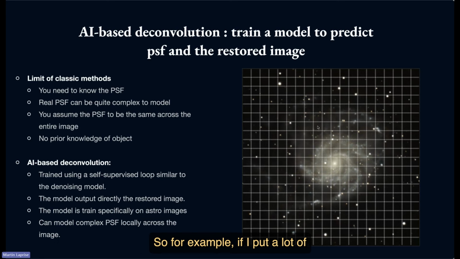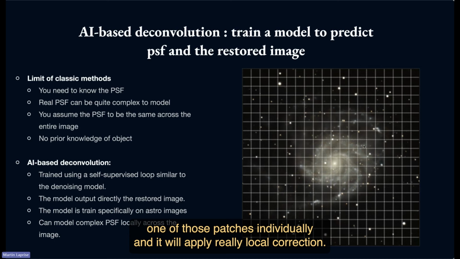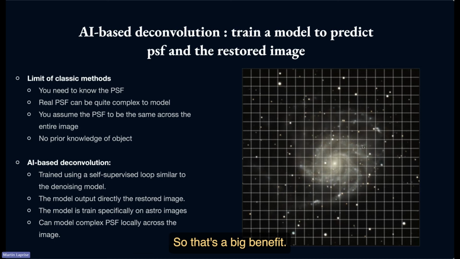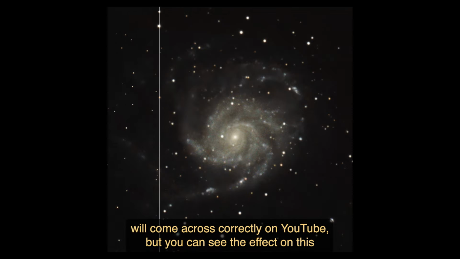So if, for example, I put a lot of small patches on top of the images, we can imagine the AI model will look at each one of those patches individually, and it will apply really local corrections. So that's a big benefit. I'm not sure it will come across correctly on YouTube, but you can see the effect on this galaxy, for example.